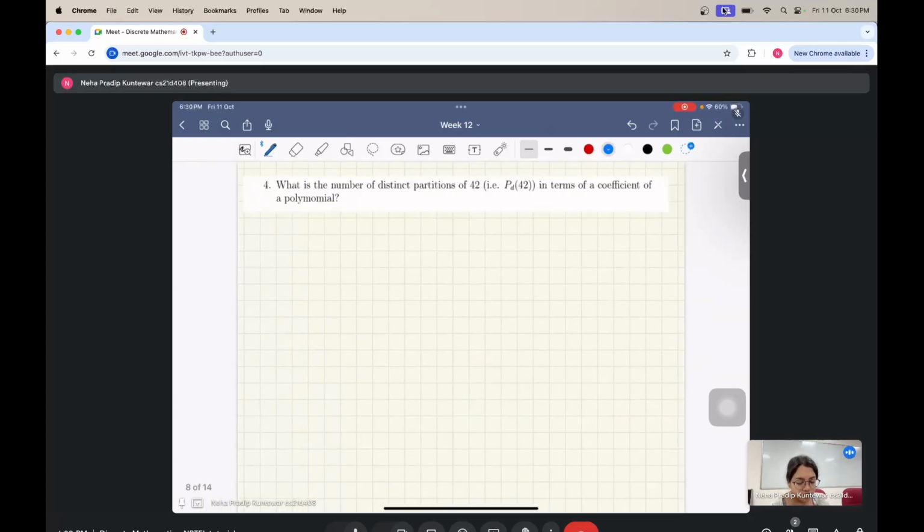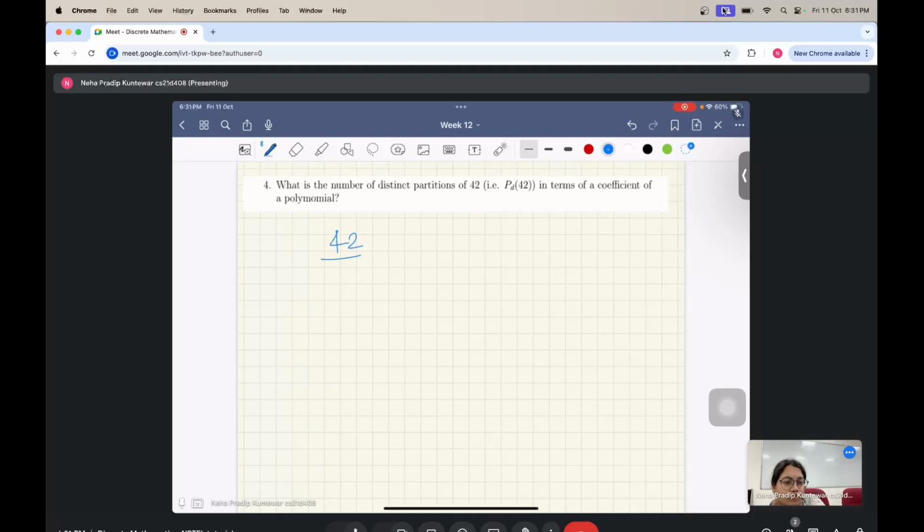So now what we'll do is, you've been given this number 42 and you want to find out the total number of distinct partitions of 42 in terms of the coefficient of a polynomial. So we want to view this in terms of a polynomial, so that like we saw in the case of the chromatic polynomial earlier, you can just plug in the values and it gives you a general solution. So similarly I want to view this in terms of a polynomial.